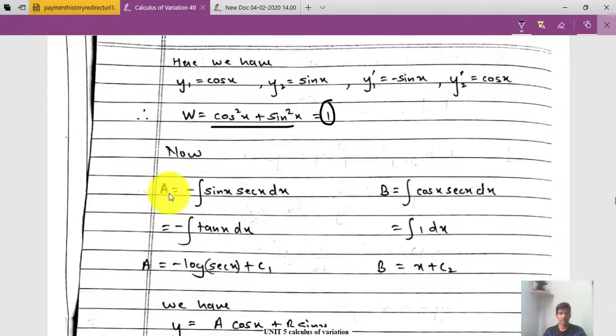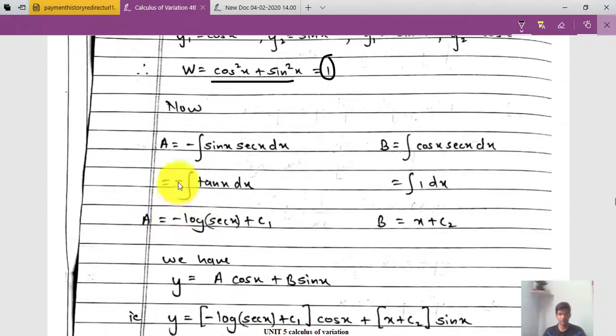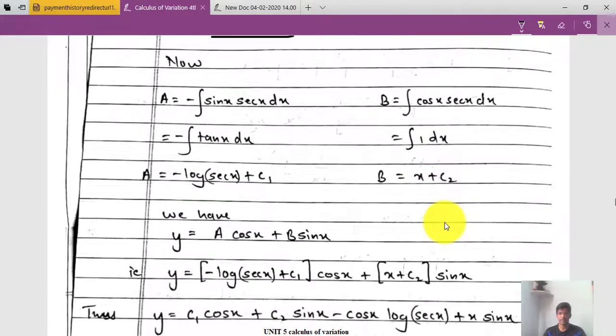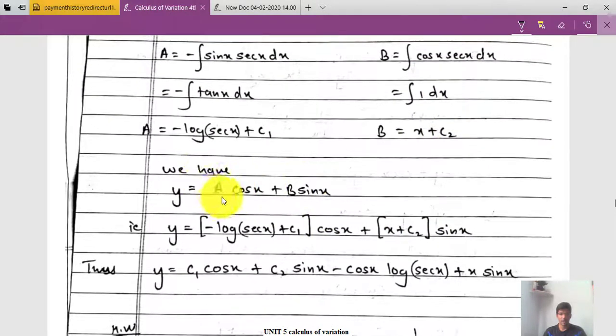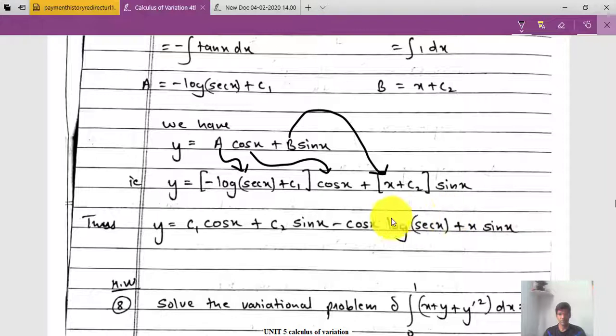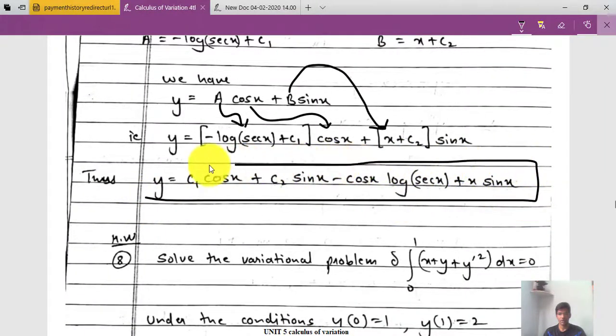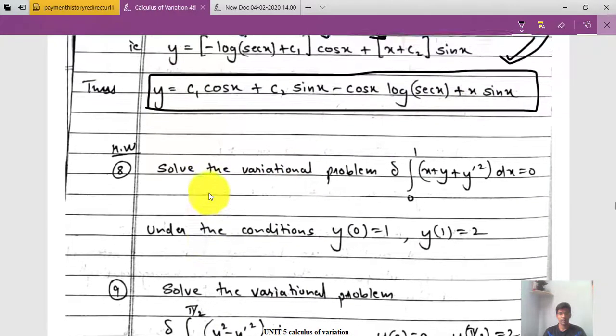Now it is very easy to proceed. a prime is equal to minus sin x times sec x, and sec x can be written as 1 divided by cos x, which turns out to be minus tan x. The integration of tan x gives log sec x, so a is log sec x plus c1. For b prime, 1 divided by cos x times cos x gets cancelled, leaving 1, so b is x plus c2. Therefore the value of a is this, multiplied by cos x, and the value of b is this, multiplied by sin x, and this turns out to be your solution.